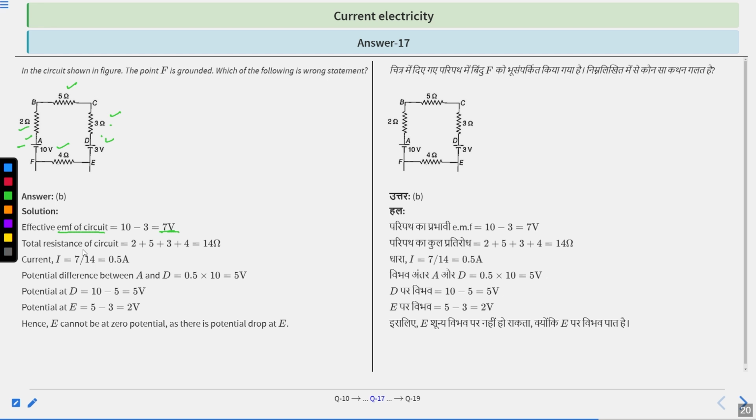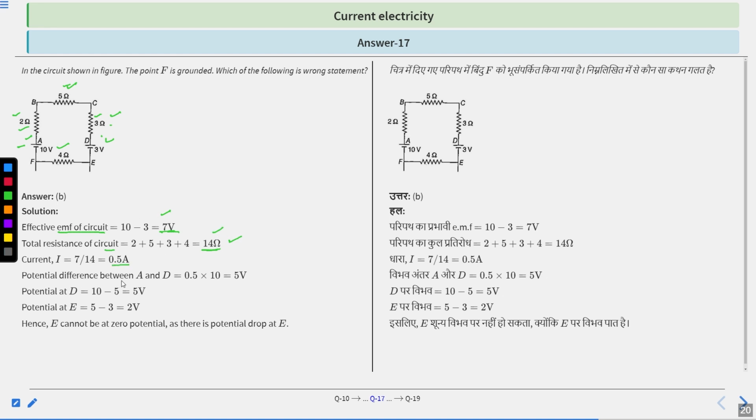So the total resistance of the circuit is 2 plus 5 plus 3 plus 4, which is equal to 14 ohm. This is the total resistance of the circuit. And the current is I equal to 7 divided by 14, the voltage divided by the resistance, which is equal to 0.5 ampere.